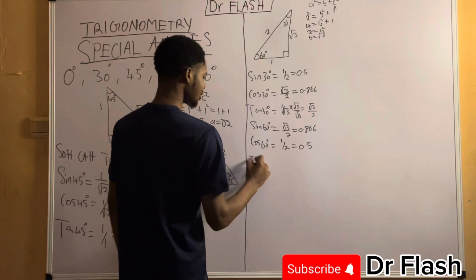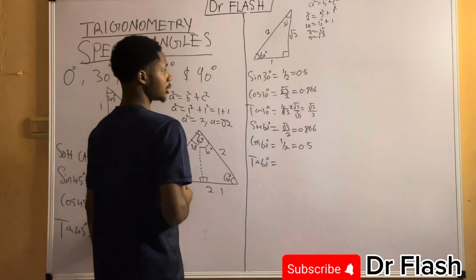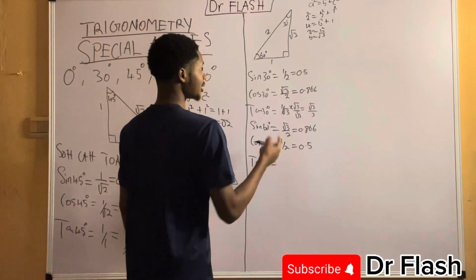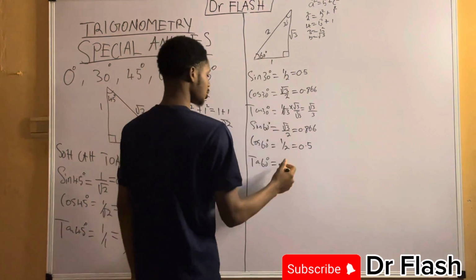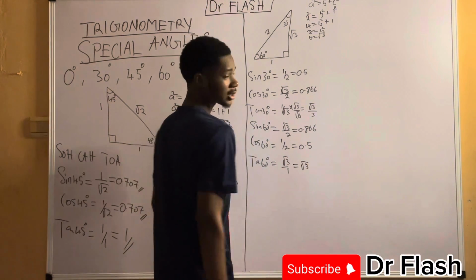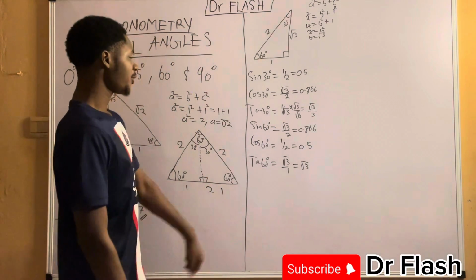And then for tan 60 degrees, it is opposite over adjacent, right? This is opposite, this is adjacent. So we have √3/1, which is equal to √3. You can also write it in decimal form by punching your calculator. Okay? Now these are the various angles.